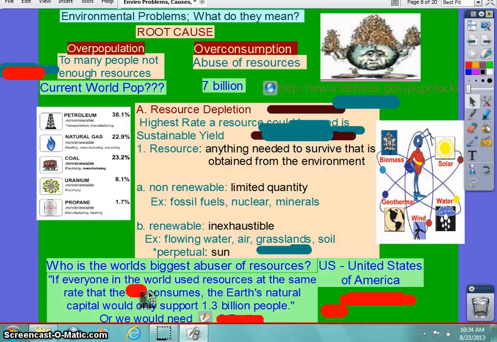All right, if everyone in the world uses resources at the same rate that the United States consumes, you would need, what did I say? The Earth's natural capital would only support 1.3 billion people. And how many people are on Earth? 7 billion. That's how excessive we are as a country. So we would need 5 Earths.